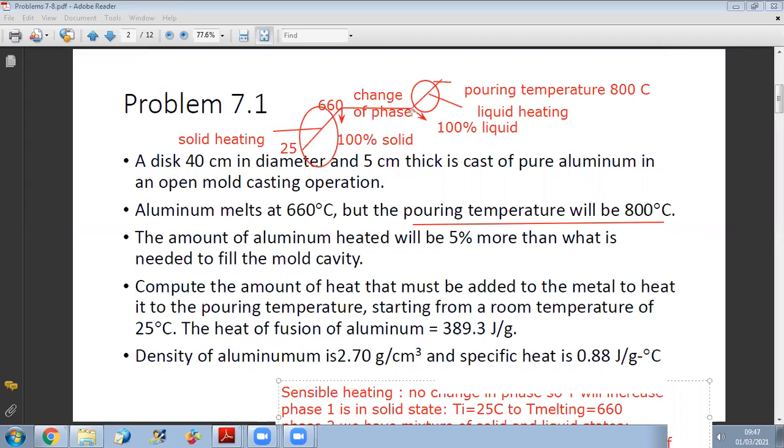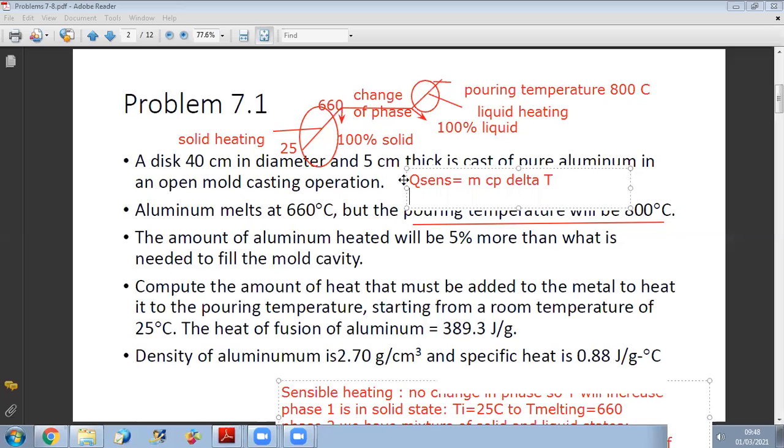Because to calculate solid heating, which formula will I use? How do you calculate solid heating? It's a sensible heat. In heat transfer, how do you calculate a sensible heat transfer? What do you need to know? What is the formula? Who remembers? Q sensible is equal to mass M times Cp, specific heat, times delta T.